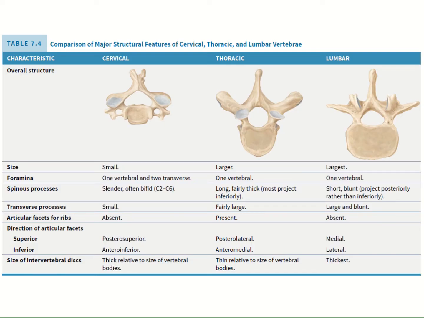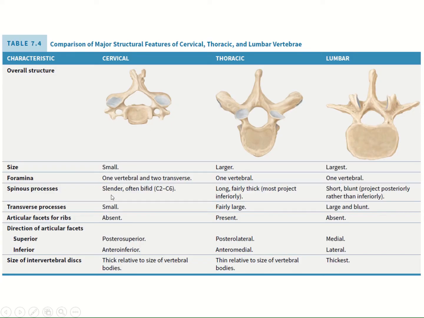Here's a table comparing the major structural features of the cervical, thoracic, and the lumbar vertebrae. And if you notice the size, they become larger and larger. So the size is small, large, and largest. Foramina, particularly present in the transverse processes. Transverse foramen here in your cervical vertebrae.